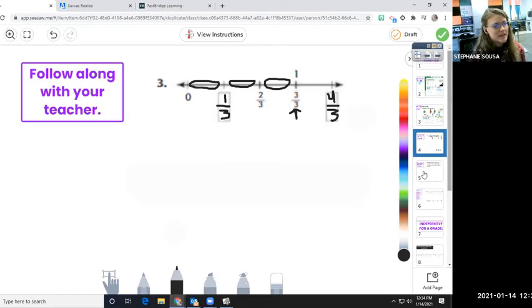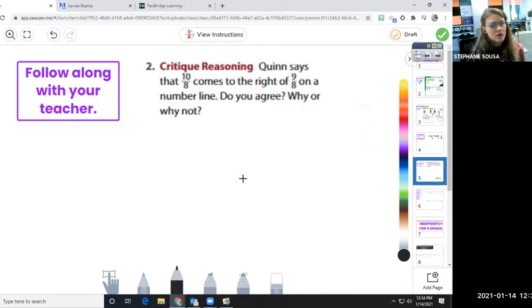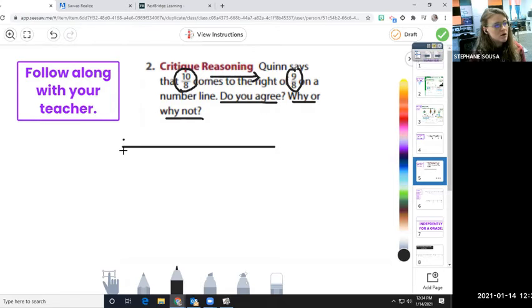All right. Let's take a look at slide 5. Follow along with your teacher. Quinn, that's the name of Mr. Kemper's daughter, says that 10/8 comes to the right of 9/8 on a number line. Do you agree? Why or why not? All right, let's draw a number line. 0 to 1 is the whole that we split apart. The denominator tells us into how many parts. Y'all didn't know I could get that low, did you? I got mad tricks up my sleeve.